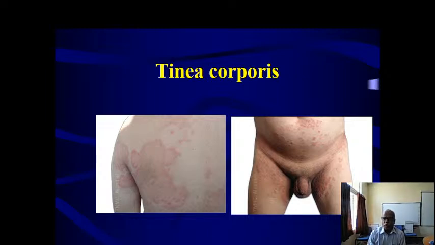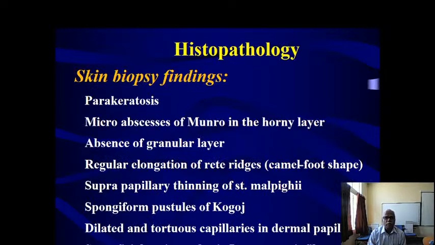So this is tinea corporis, tinea cruris, and histopathology. Most of the time it's a clinical diagnosis, but whenever they are in doubt or for the sake of postgraduate students, we do biopsy. So in biopsy what you see: hyperkeratosis, parakeratosis, agranulosis, absence of the granular layer, and there is microabscess called Munro's microabscess in the stratum corneum, and there is regular elongation of rete ridges, which appear like camel foot shape, and there is suprapapillary thinning of stratum malpighi.